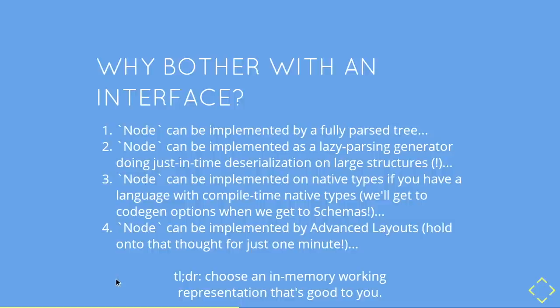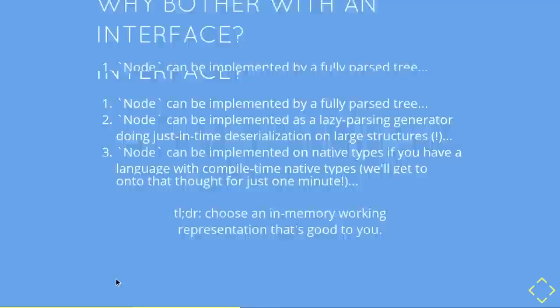And there's one more reason that we're going to want this interface here. It's because nodes can be implemented by something called advanced layouts, which is just a thought that I'm going to ask you to hold on to for a minute. The long story short is there's lots of different ways you can implement this, and you can choose an in-memory working representation that's good for you. And because this is a choice that you make at the data model with the node abstraction, you can bind that choice to codecs super freely. So this is cool.